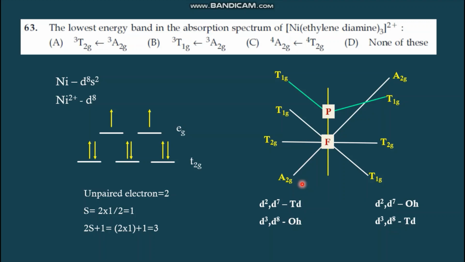Now we have to find the lowest energy band, that means A2g to T2g. So A2g to T2g is the lowest energy transition, and we already found that 2S plus 1 value is 3. So option A is the correct answer. A2g to T1g P or T1g F is higher energy absorption; lower energy means A2g to T2g. And I will make another video based on this diagram.